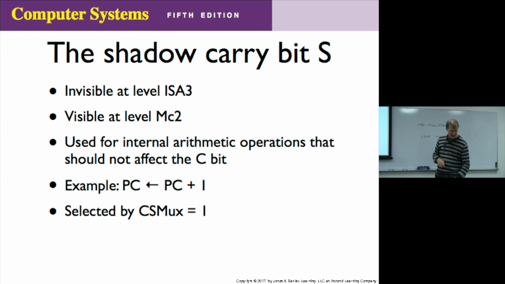And then here is the shadow carry. Now, we explained how the shadow carry worked in the organization, but why do we have it? The shadow carry bit, now what is abstraction? Hiding of detail. So the shadow carry is invisible at level ISA 3, but it's visible at level MIC 2.